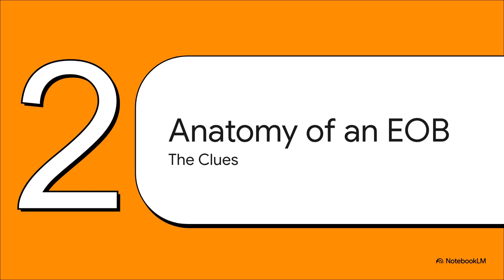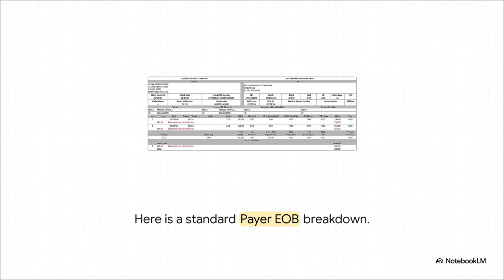The clues. So if the payment mode is the vehicle, the explanation of benefits, the EOB, or electronic remittance advice, well, that's your map. This is where the payer leaves literally all the critical financial clues. Take a look at this standard payer EOB breakdown. Notice that line-by-line detail right in the center? Every single time a claim is processed, the payer generates this breakdown, telling you exactly what was billed, what was allowed, what was adjusted, and what was ultimately paid. Listen, if you can read this map, you can solve the case.